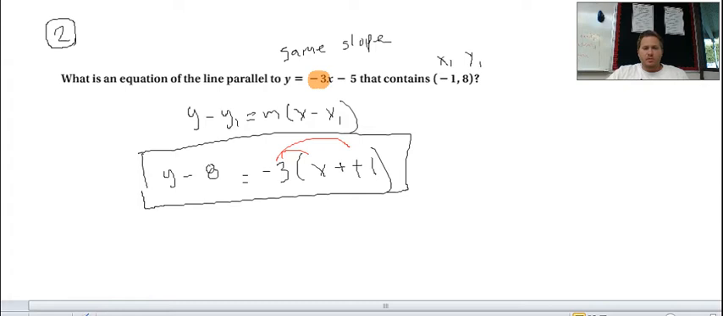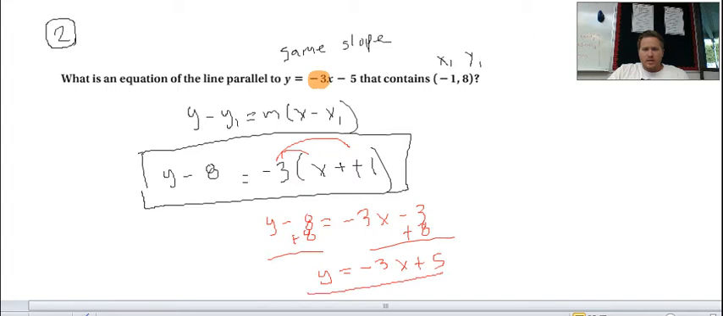we can distribute the 3. So if I distribute the 3, that's going to give me y minus 8 equals negative 3x minus 3. And now all I got to do is get my y all by itself, so I'm going to add 8 to both sides. And this is going to give me y equals negative 3x plus 5.